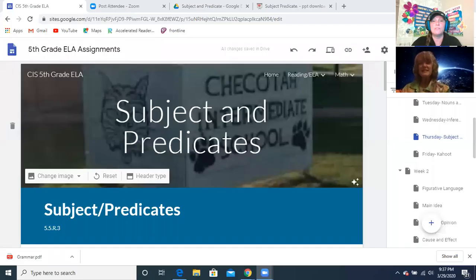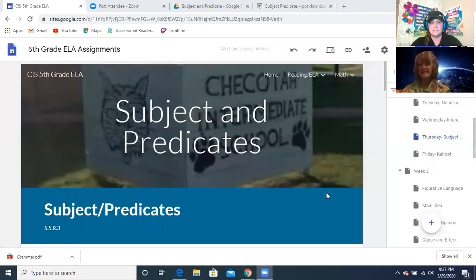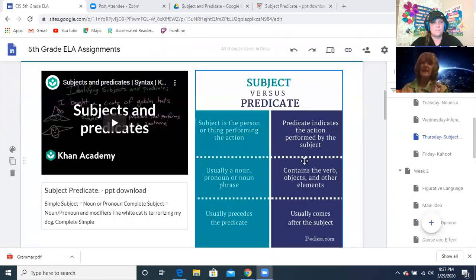I'm going to share my screen with you, and today we're talking about subjects and predicates. So Miss Landers is going to take off. Here we go. Okay, look on the right-hand side. It says subject versus predicate. Subject is the person or thing performing the action, and a predicate indicates the action performed by the subject. Let me explain that to you for a minute.